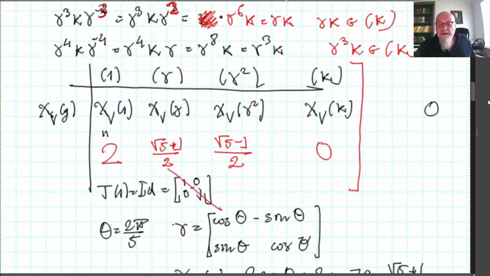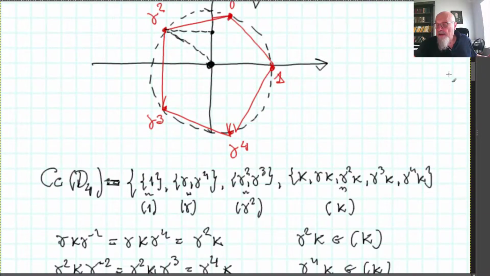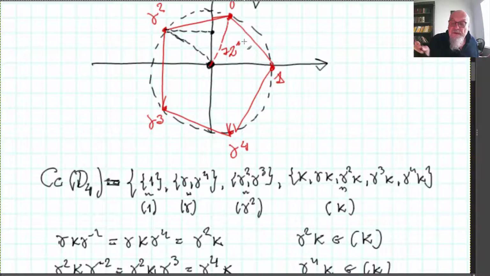So let me indicate what we have here. Okay, here we have 72 degrees. So what is the cosine of 72 degrees? I'm just checking if this is correct. Cosine of 72 degrees.